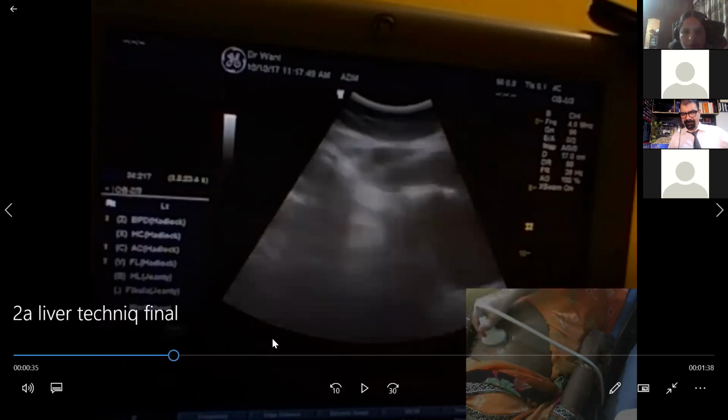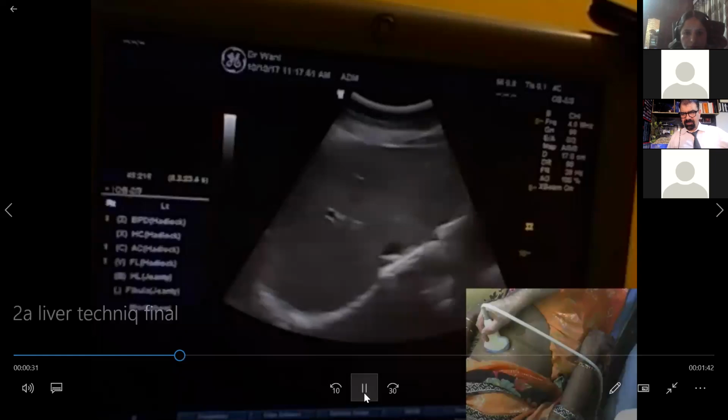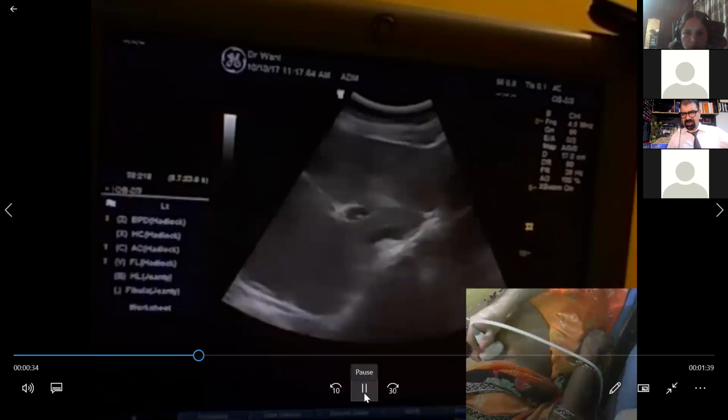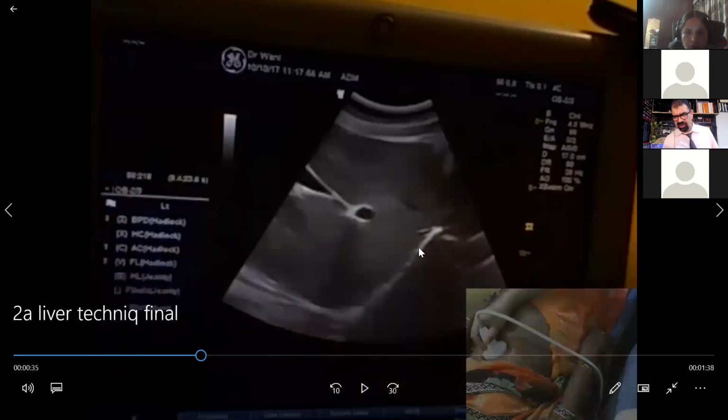I will play this again. This is a live demonstration on a patient. I'm trying to freeze this. It's not getting frozen, but you got the area. This is the right portal vein, which is taking me to the neck of the gallbladder, and the left portal vein will lead me to what was discussed. The point for now is that I am in transverse section. See where the probe is.